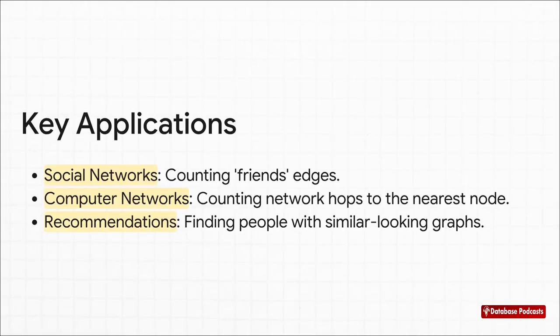So why should you care about all this? Well, this seemingly simple algorithm is the engine behind some seriously powerful systems you use every day. It's exactly how social networks figure out those degrees of separation we talked about earlier. It's how computer networks find the most efficient path for your data to travel by minimizing the number of server hops. And it's even a key part of recommendation engines, helping them find the closest, most relevant connections between you and a product you might actually love.